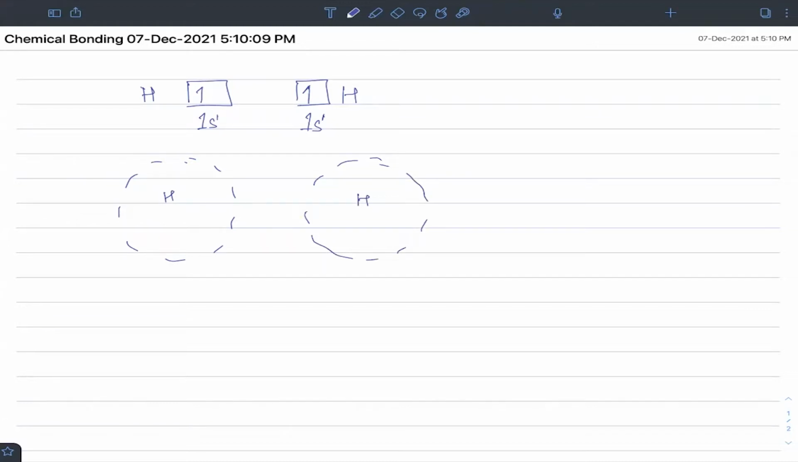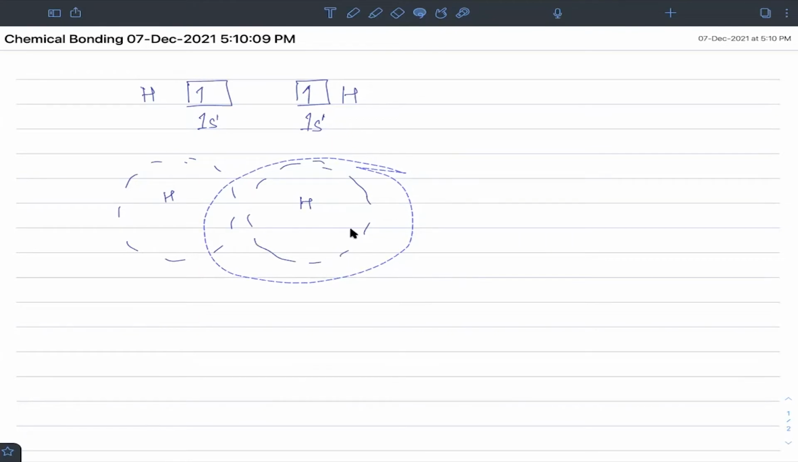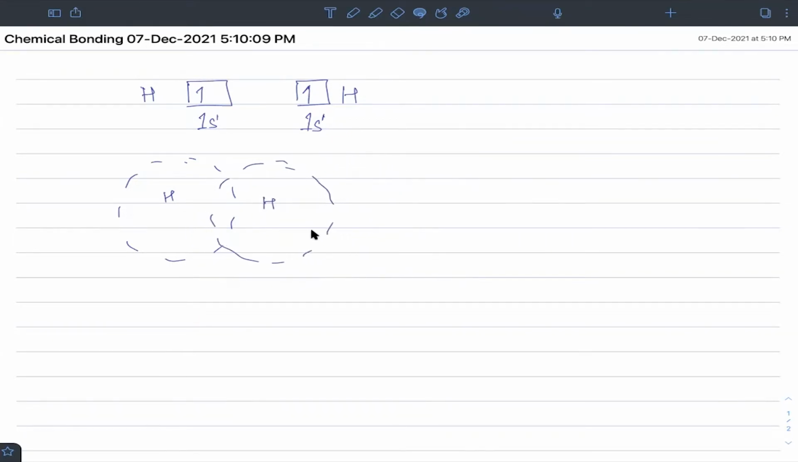Now, if I were to select this one and somehow move it closer to the other one, we know what will happen. They will repel each other, right? If I were to bring it even closer together, what's going to happen is that the electrons are being attracted by both of the nucleuses. Okay. If I were to bring it even closer together, which I can, the electrons are still being attracted by both of them. And now the atom is quite stable.